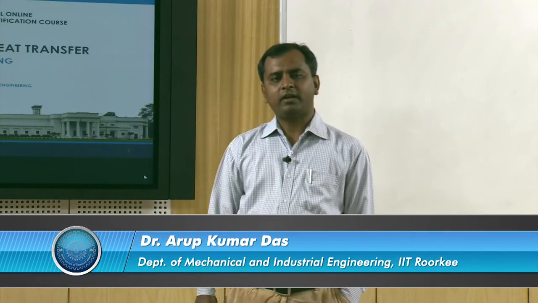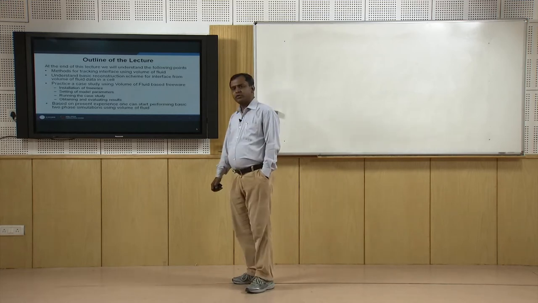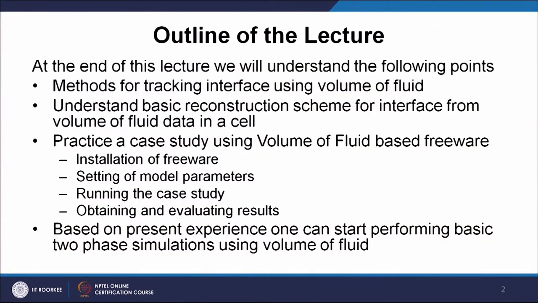If you remember, in our last lecture we discussed the two-fluid population balance method, where we dealt with how dispersed two-phase flow can be handled computationally. Here I will be showing you how the interface can be captured in the case of well-separated flow, where the interface is clearly identifiable.